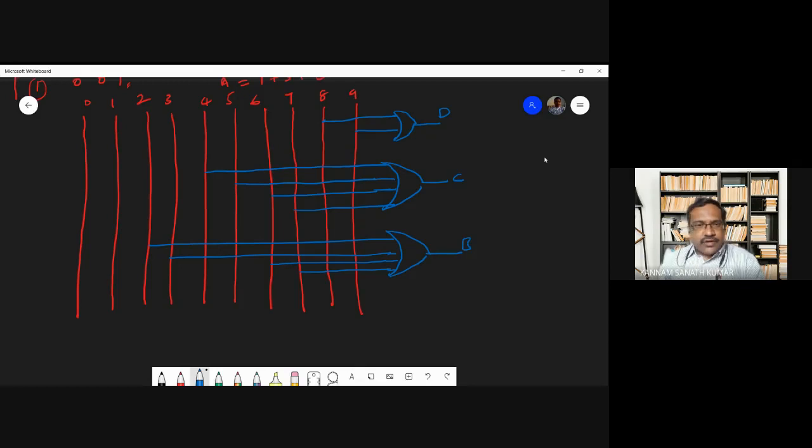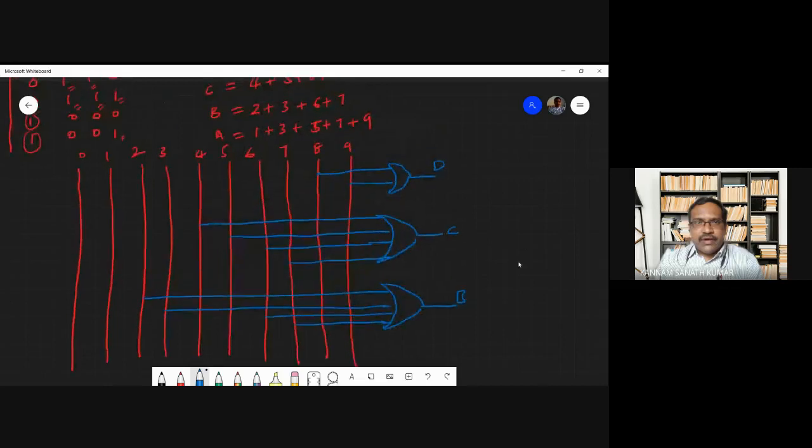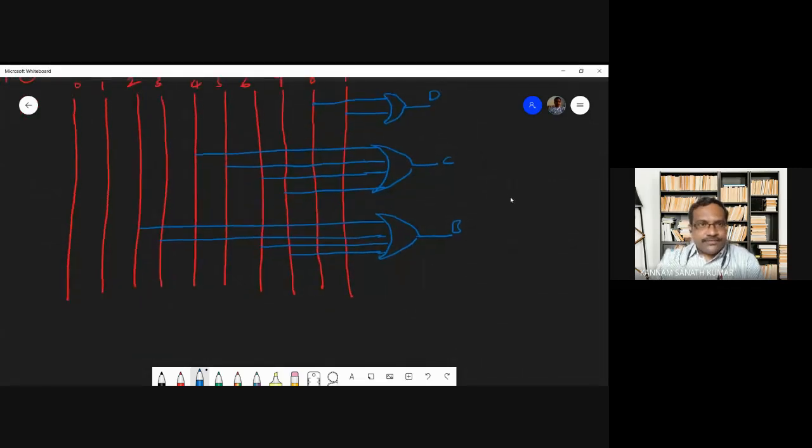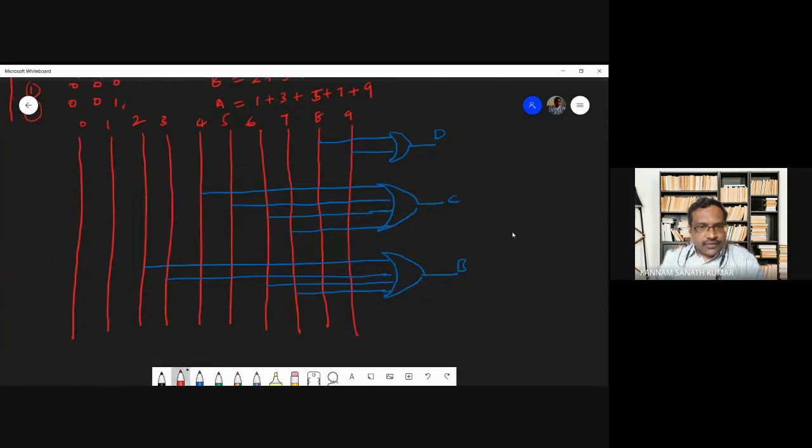Similarly, what is A? You have odd values, no? 1 or 3 or 5 or 7 or 9. So you can extend this.